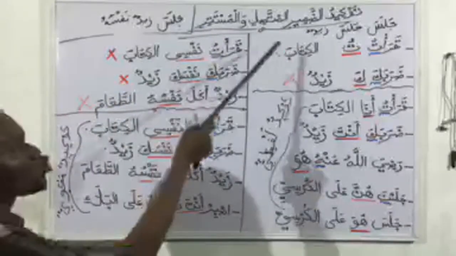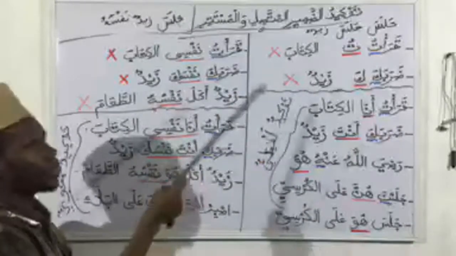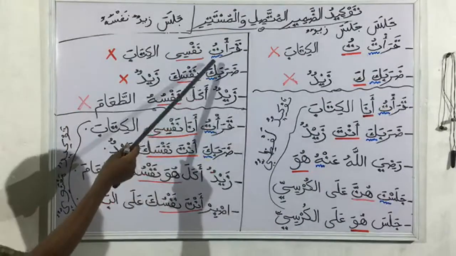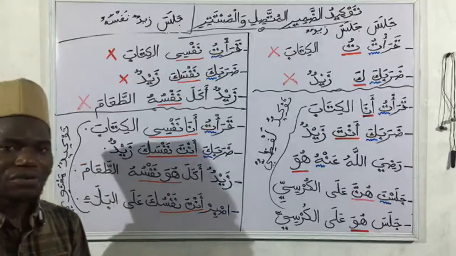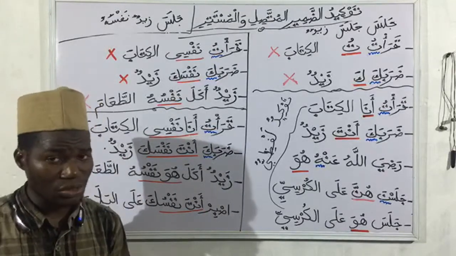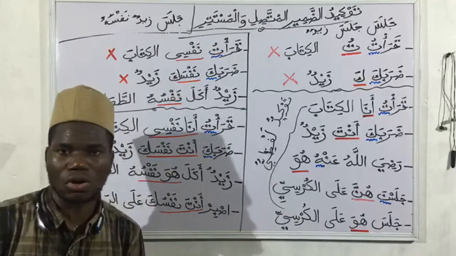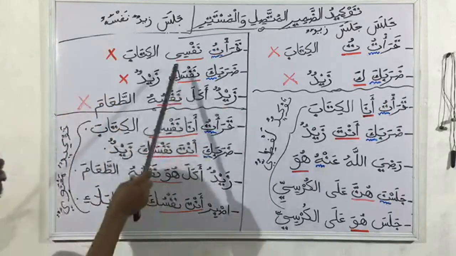Now, how are we going to do it for Taukid, for Damir Al-Muttasil, attached pronoun, and Al-Mustatir, idiom pronoun? So, am I going to say Qara'tu Nafsi Al-Kitaba, I read the book myself? I myself read the book. I'm trying to re-emphasize that I read it myself. Nobody read it to me, or I was listening. No, I read it myself, the meaning. So no, you cannot do it this way.